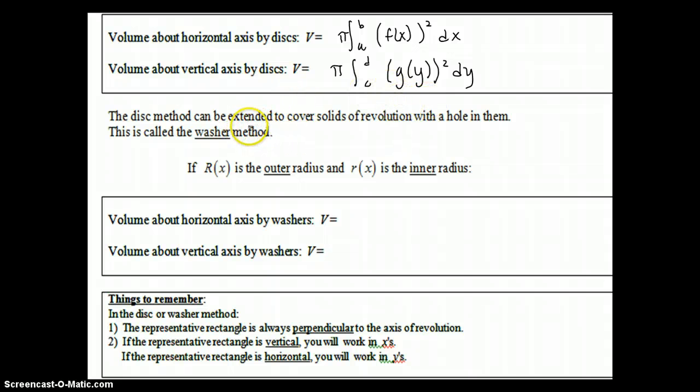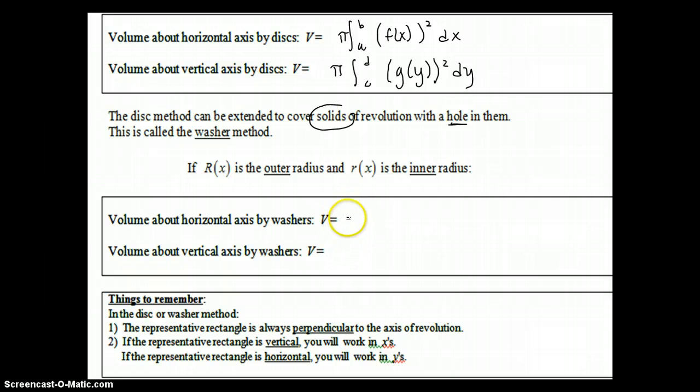Sometimes, though, they aren't solid things. They might have a hole in them. So sometimes we're going to have an outer radius and an inner radius that has to be subtracted out because of a hole in something. These are called washers. If you think about something in your garage, the difference between a washer and a disc. Sometimes I like to think of a disc as a frisbee and a washer as something that's got a hole in it, maybe even like a donut.